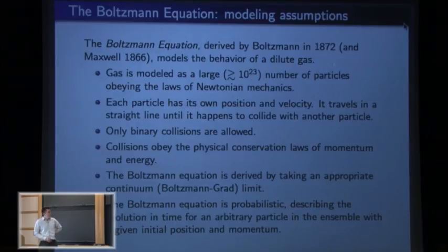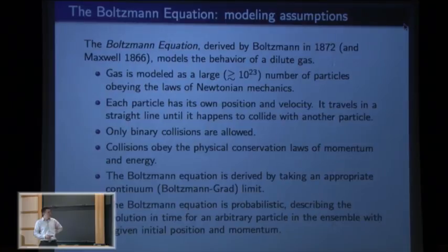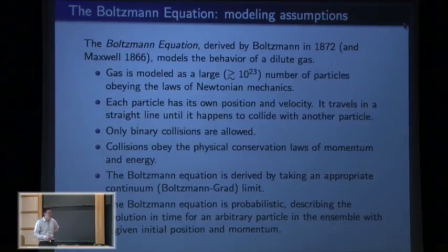Okay, so each particle has its own position and velocity, and travels in a straight line until it collides with another particle. We only allow binary collisions. You can make a somewhat rigorous argument that higher order collisions don't really happen that much. Collisions obey the physical conservation laws of momentum and energy. The Boltzmann equation is derived by taking a certain continuum limit called the Boltzmann-Grad limit, where you send the number of particles to infinity and you send the size of each particle to 0.